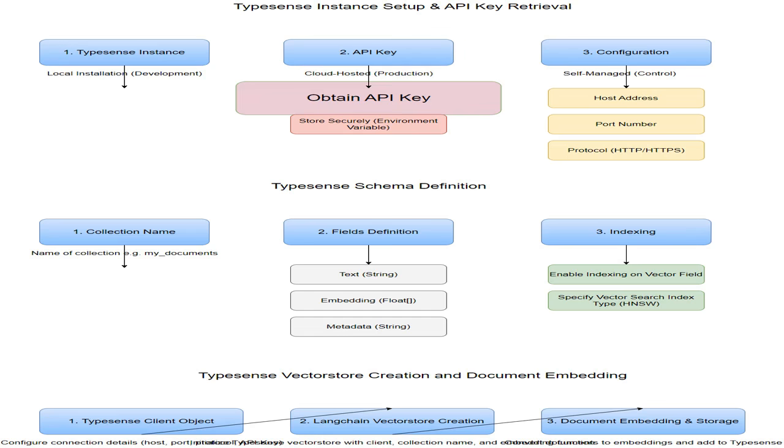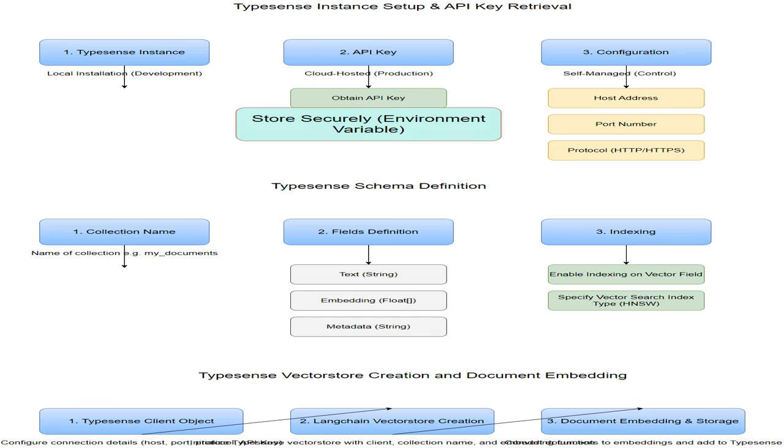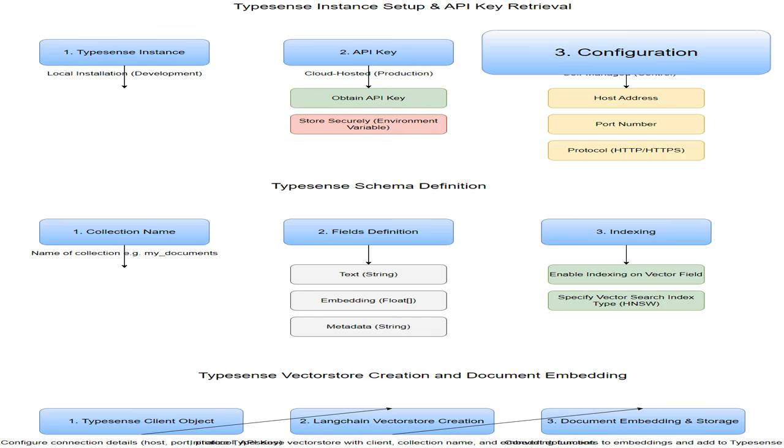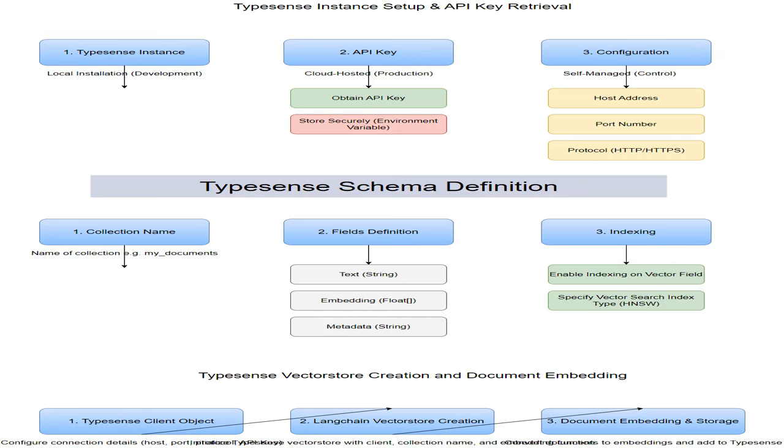Firstly, it's like getting a password, so make sure this key is obtained from your Typesense setup. It's crucial to store the API key securely, and environment variables are the recommended way to do this. Think of it as keeping your password in a super safe place. Configuring the connection parameters involves setting up the host address, port number, and protocol to ensure seamless communication with the Typesense instance.